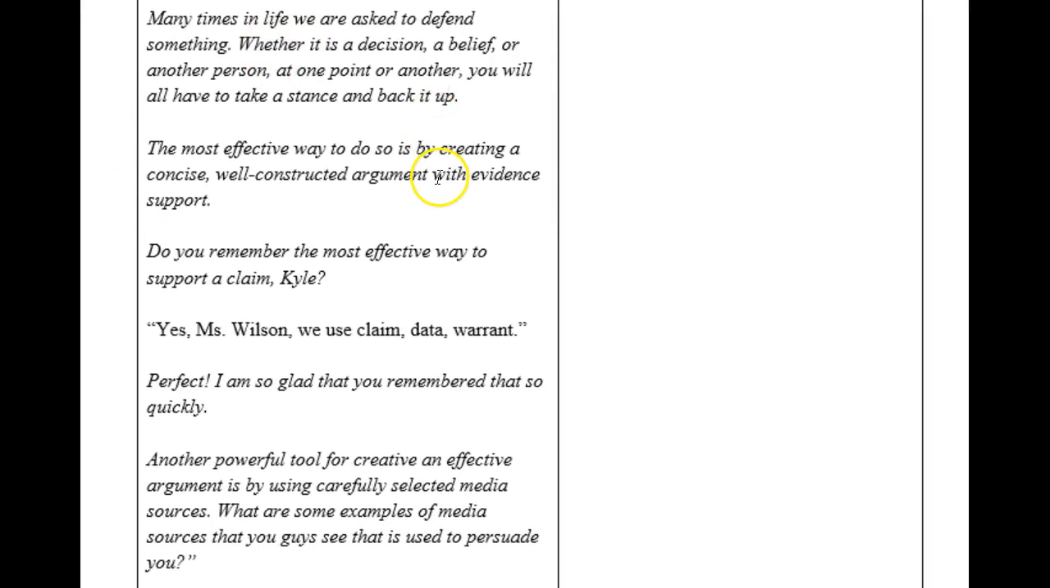Okay. So excellent. Do you ask them to recall the best way to support a claim? They say yes, claim, data, warrant.